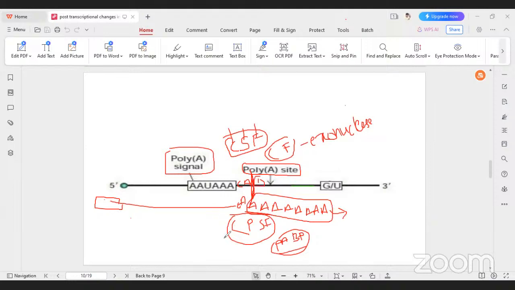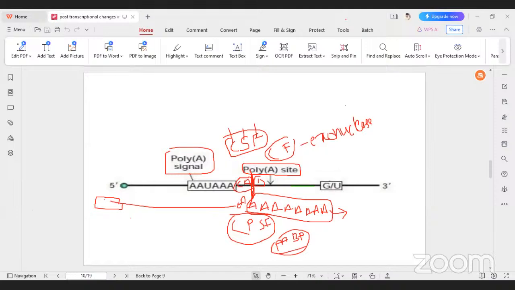But anyway, remember only two simple things: first cleave and next add. What is cleave? Cleave at a specific site, the specific site CA. But next, with the help of PAPB, a number of adenines are added. Right.